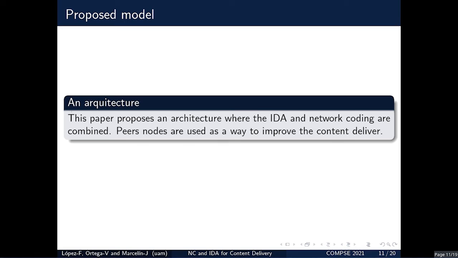Proposal model. This paper proposes an architecture where the IDA and network coding are combined. Peer nodes are used as a way to improve the content delivered.